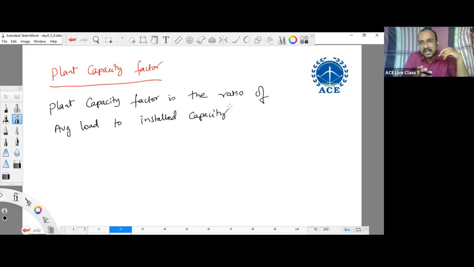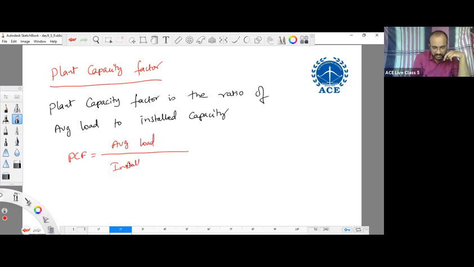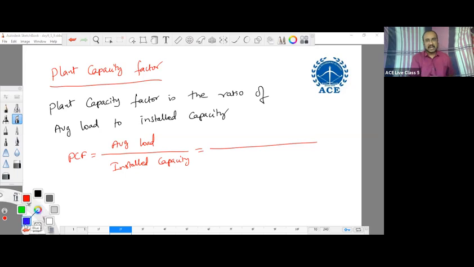So now let us analyze how we can calculate the plant capacity factor, PCF. That is nothing but the ratio of average load to installed capacity. So how do we calculate the average load? In the last class, I gave the relation for average load.